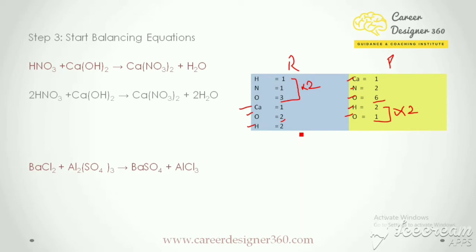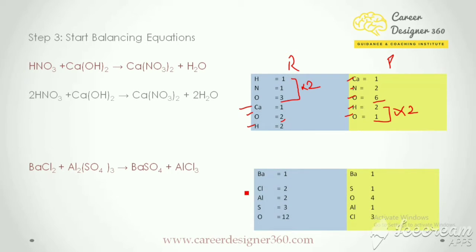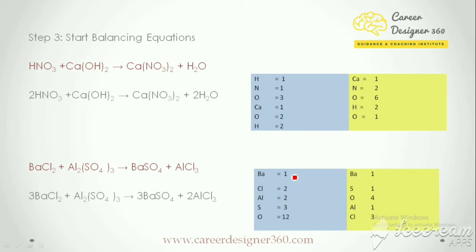Now the second equation which we can go through is barium chloride plus aluminum sulfate gives barium sulfate and aluminum chloride. This is also an example of double displacement reaction. Here again we'll be drawing a table which states the number of atoms on both sides, and then we'll be multiplying with the stoichiometric constant. So we can multiply barium chloride with a stoichiometric constant of 3, barium sulfate with the stoichiometric constant of 3, and aluminum chloride with 2. This gives us a balanced equation.